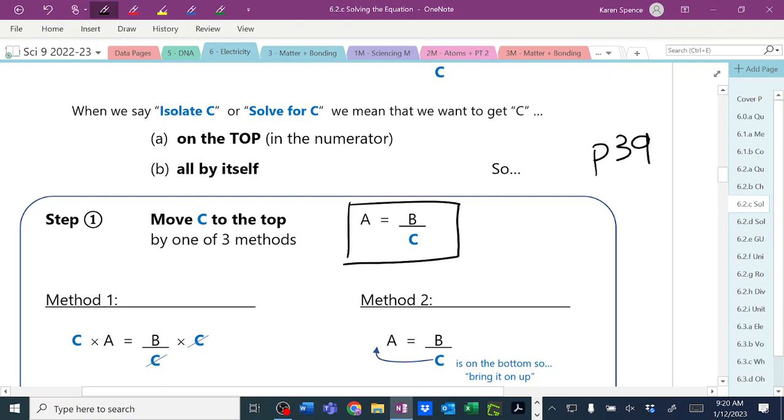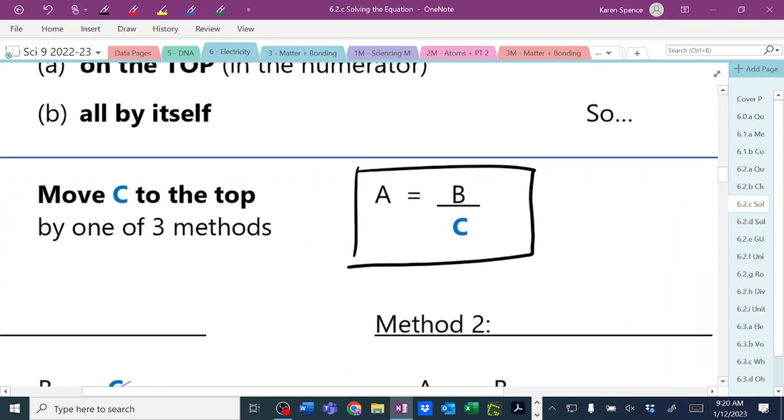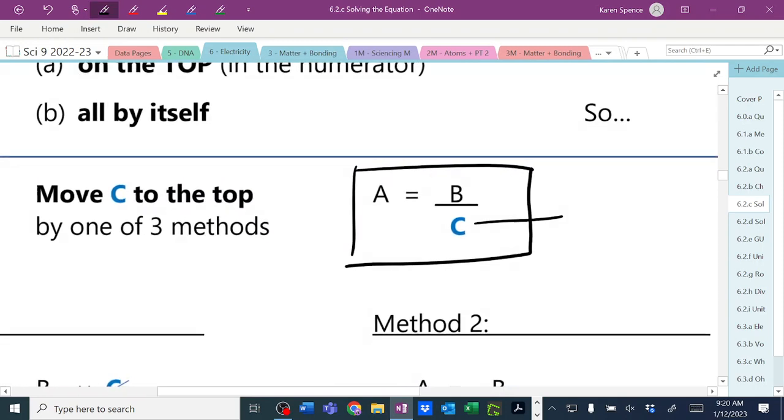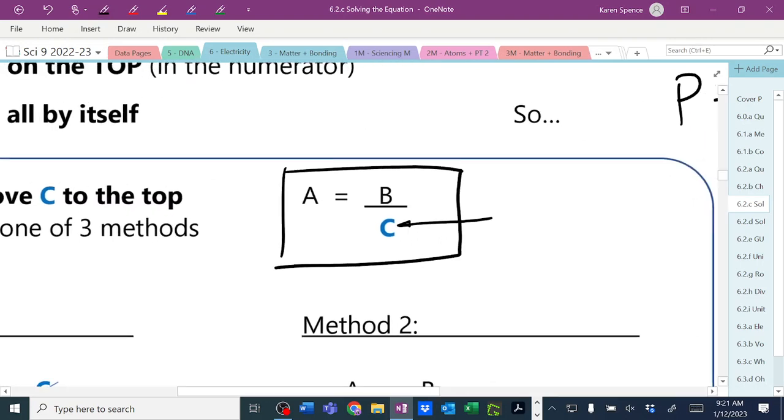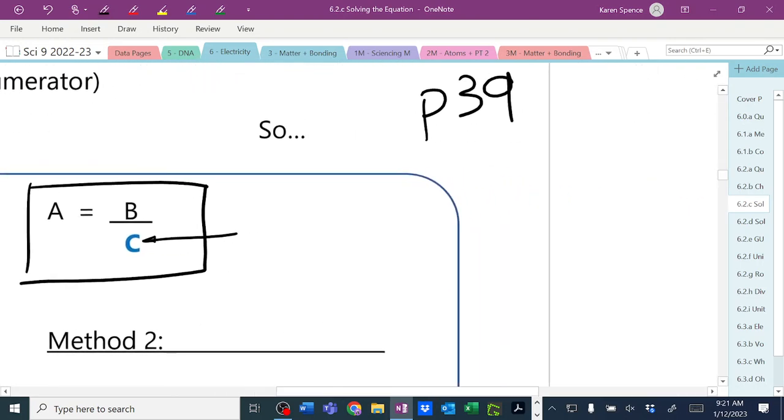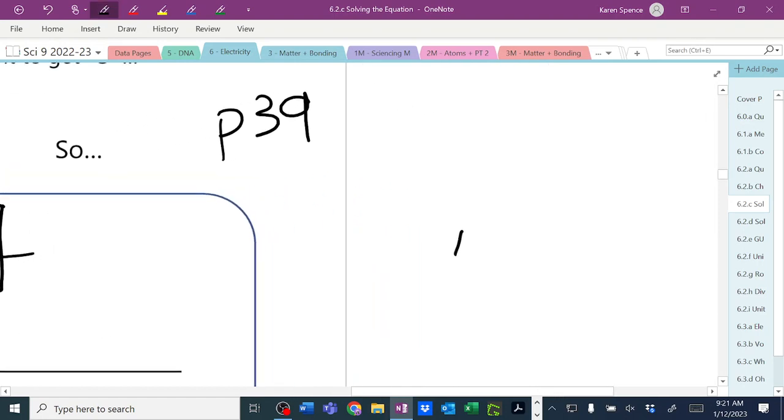And we're going to look at this one where we're now going to try and solve for C. It's always trickier when you're trying to solve for the one on the bottom. Okay, so we did the one that's on the top, that was an easy one. Let's try to solve for the one that's on the bottom. So we have A is equal to B over C, and we're trying to solve for C.